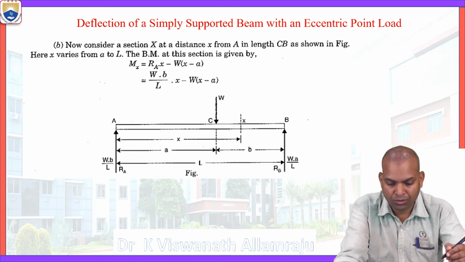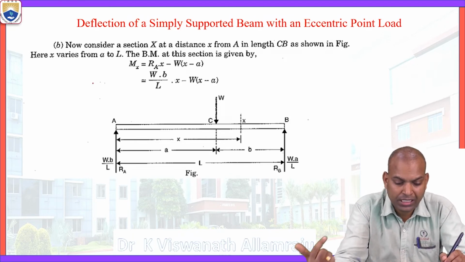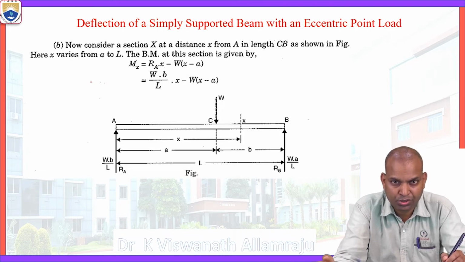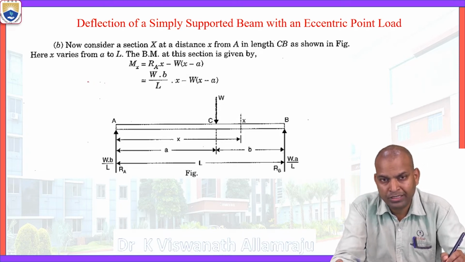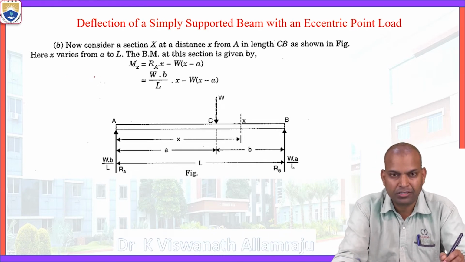Now theta c is unknown, so we have to go for the second case. From that second case, theta c will be obtained. After substituting it back, we can know the complete deflection and slope equations of a simply supported beam with an eccentric load.